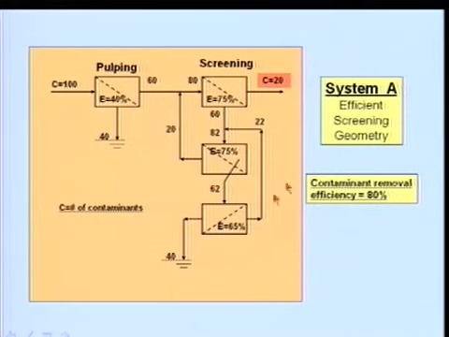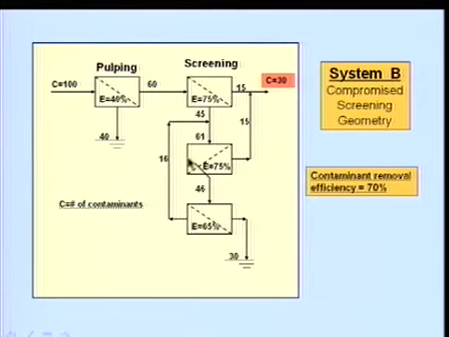Here's a system of pulping and screening. I've given you the efficiencies of each screen. This is a cascade system. In other words, accepts of the secondary screen are going back to the primary screen. System efficiency overall is 80%. However, since this is going back, as you can see from the pulping, you got 60 contaminants. Now we got 80 contaminants going back. You need a bigger screen, hence you need more energy here.